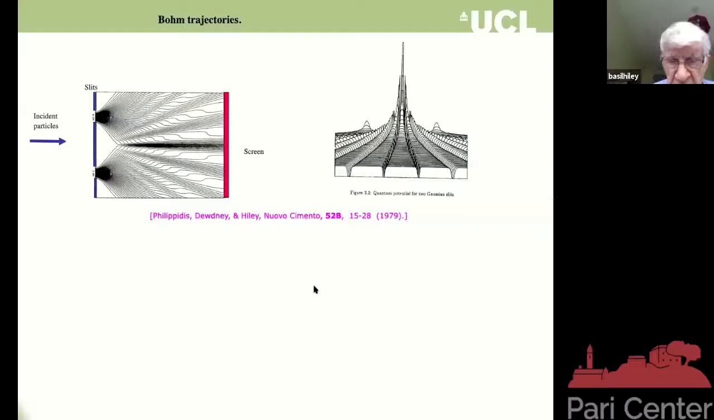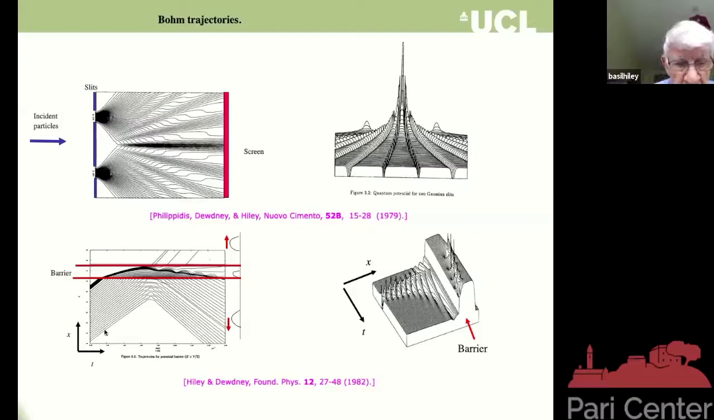This is the coming up to the barrier. The particles are moving up toward it along here. So they're moving up toward it. It doesn't even get to the barrier and it bounces off.